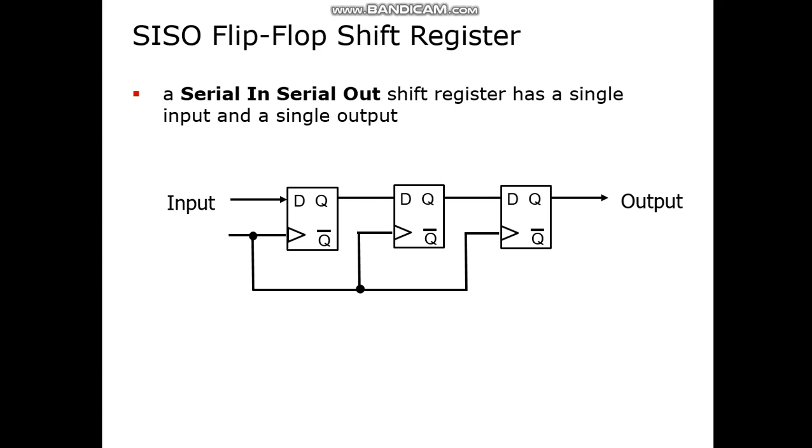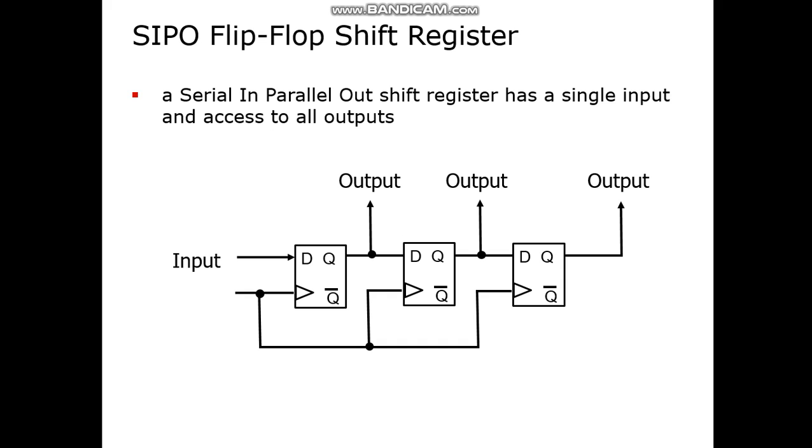Okay, this is a concept. After 4 clock pulses only, you will get the first data. After 8 clock pulses, you will get the whole data. Here we are using 3 flip-flops, so after 3 clock pulses only, you will get the first data. Okay, this is the concept of serial in serial out.